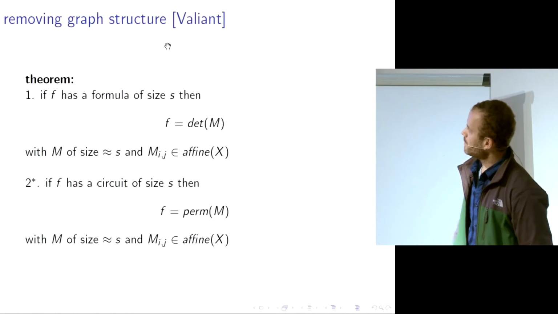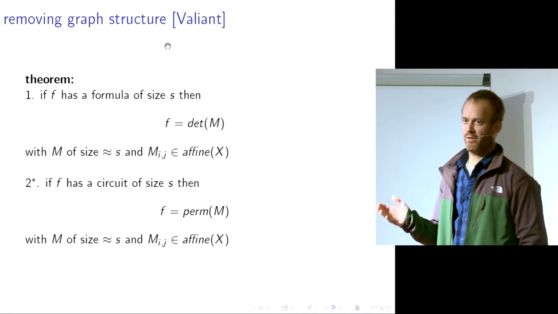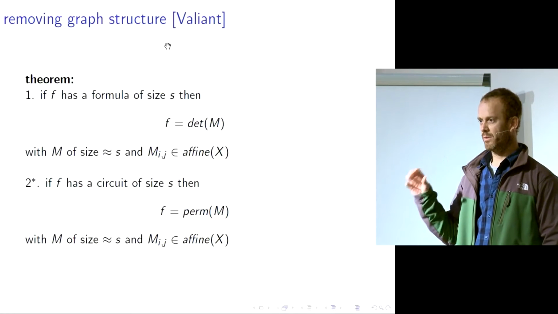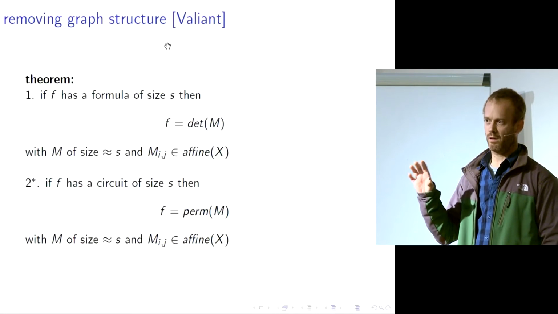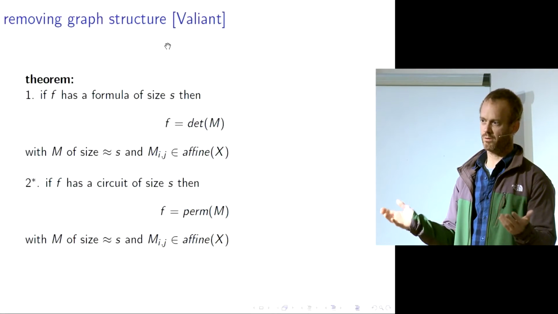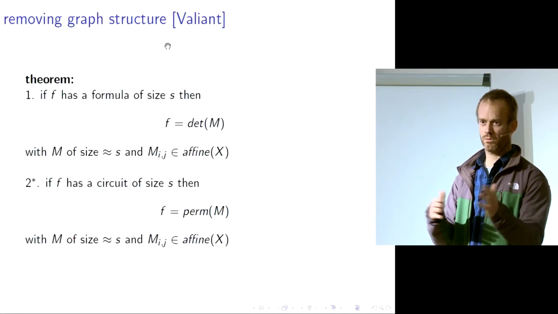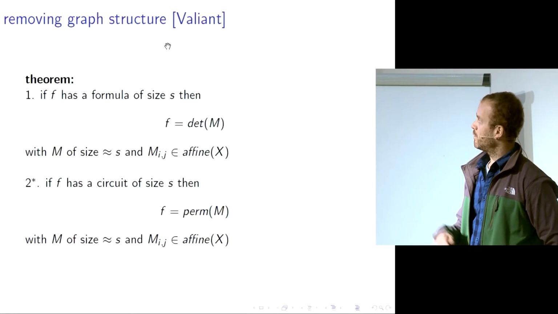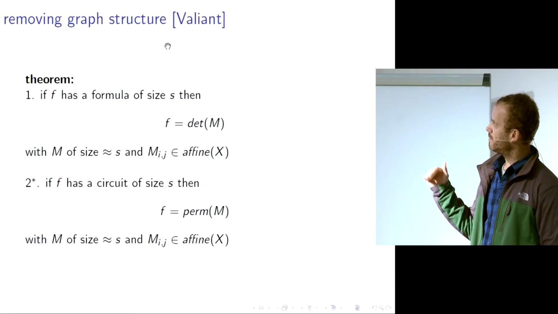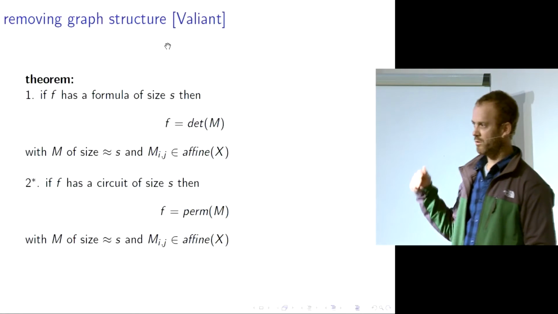And then Valiant had a very nice idea that we can remove from the question the graph, the topology of the computation. Ignore it, which is very nice. We don't need to think about graphs. And the way he did it is like this. He proved two things in this context.